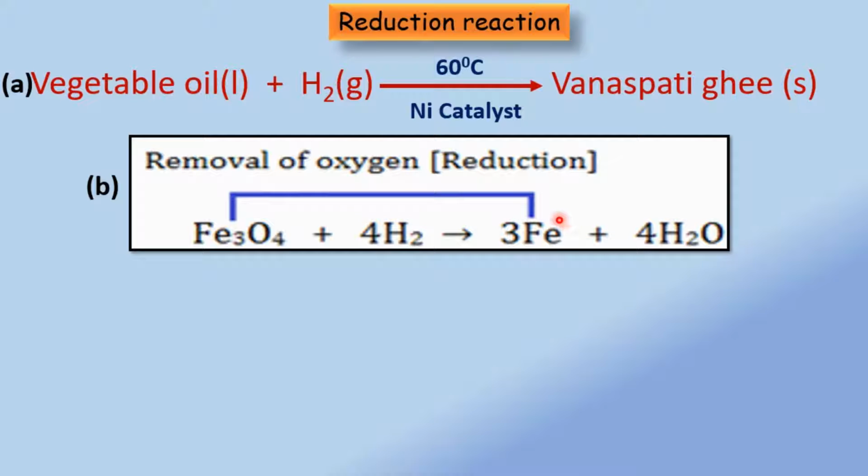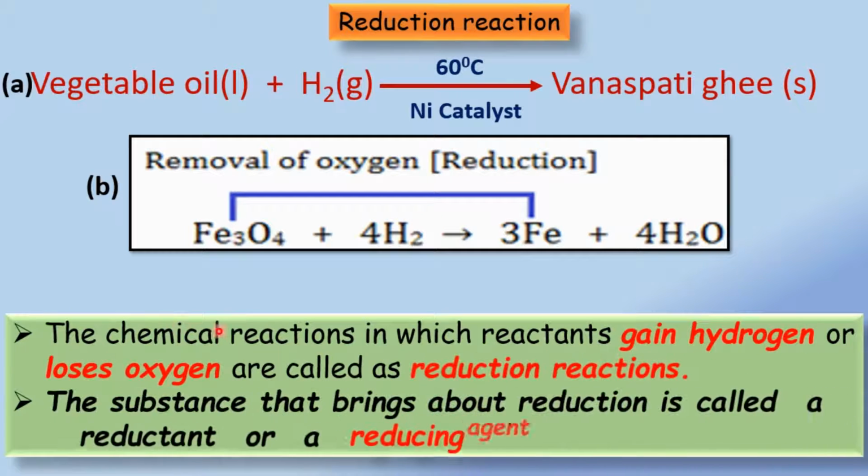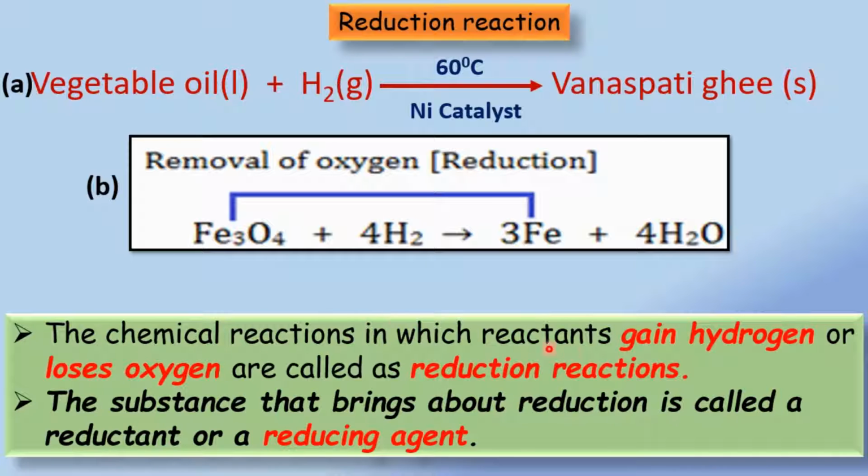Such reactions are called reduction reactions. So, let us define reduction reaction. The chemical reactions in which reactants gain hydrogen or lose oxygen are called reduction reactions. And the substance that brings about reduction is called a reductant or a reducing agent.